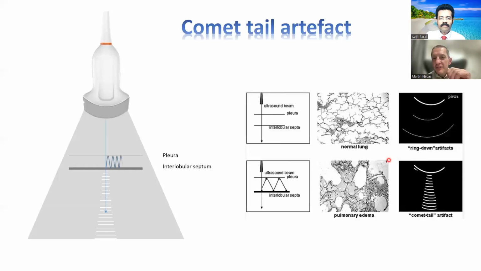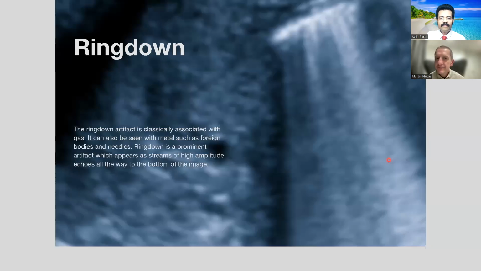So you're not going to have reverberation over the whole image. It's only going to be very, very narrow. And this special type of reverberation is often described as a comet tail artifact. It's simply reverberation, but over a short distance.